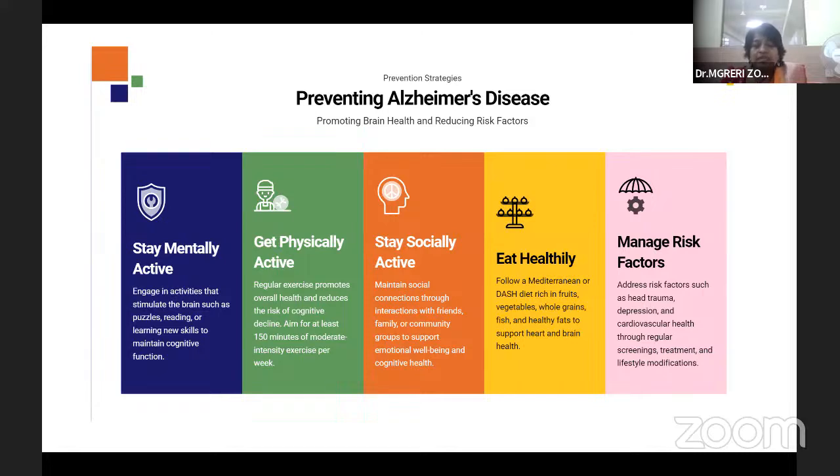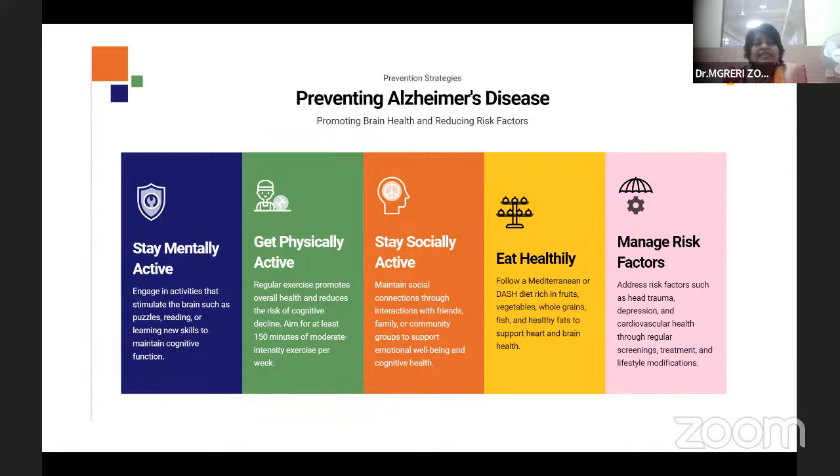Also stay socially active. Maintain social connections through interaction with friends, family, and community groups to support emotional well-being and cognitive health. We can share our things, we can go out and enjoy. Staying socially active also makes us feel happy and releases our stress, which in turn helps to prevent Alzheimer's disease.